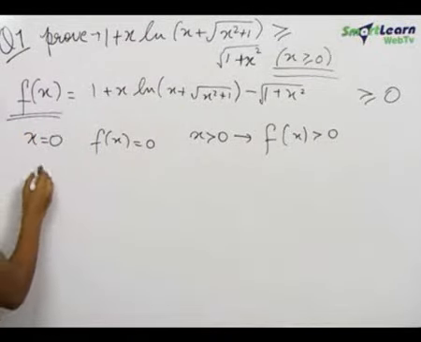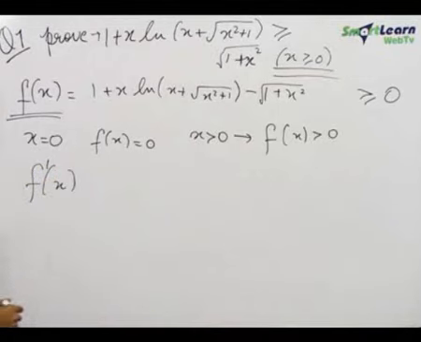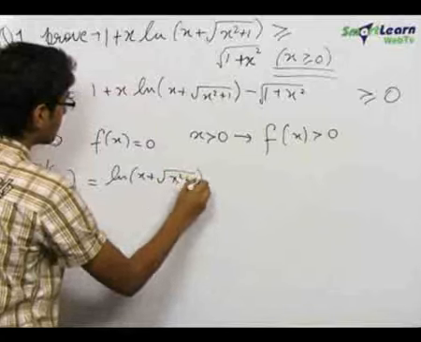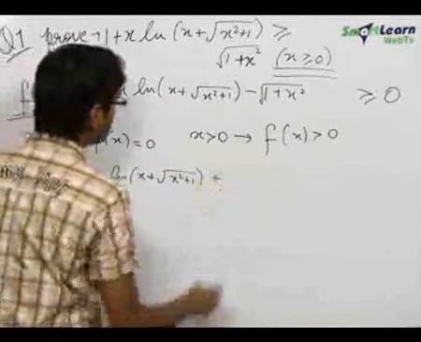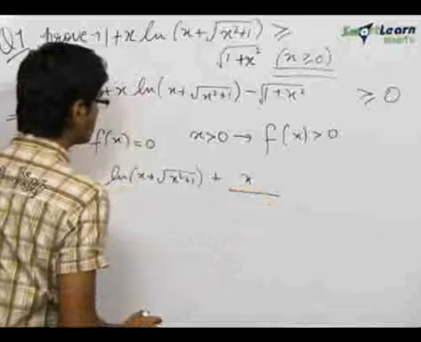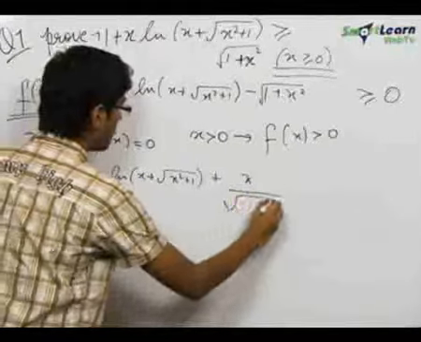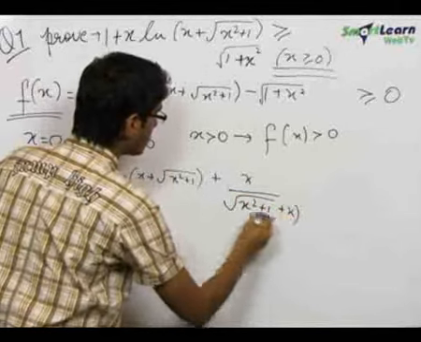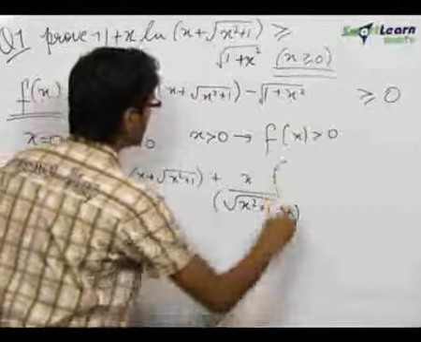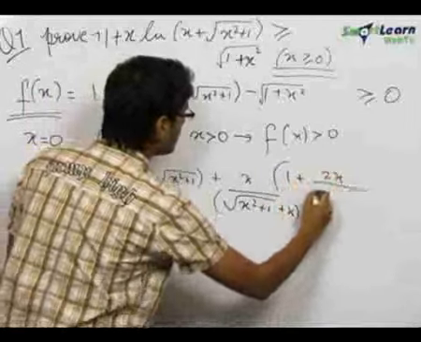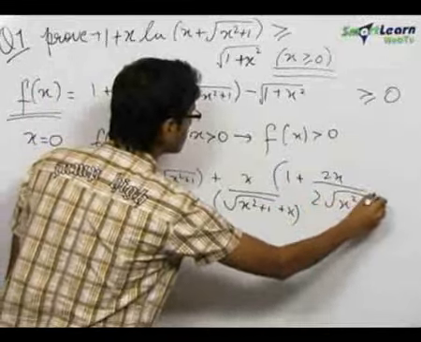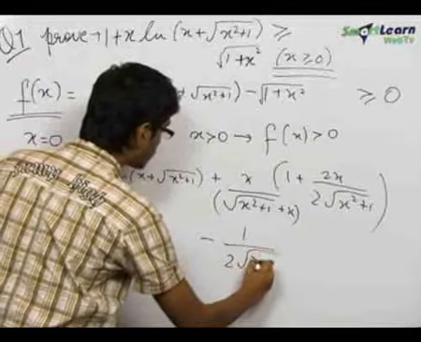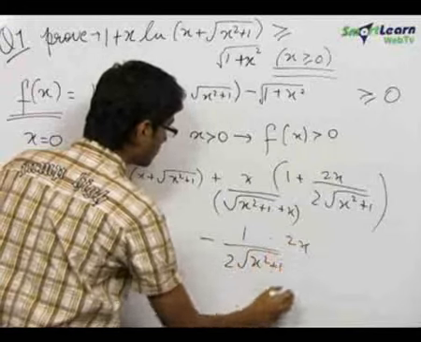Now we have f of x, so we find out f dash x, which is equal to ln of x plus under root x square plus 1, plus x upon under root of x square plus 1 plus x, into 1 plus 2x upon 2 times under root of x square plus 1, minus 1 upon 2 under root x square plus 1 into 2x.